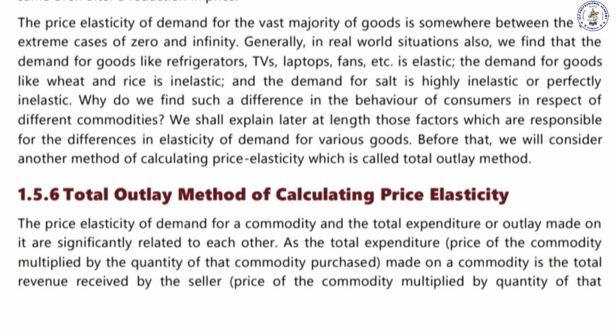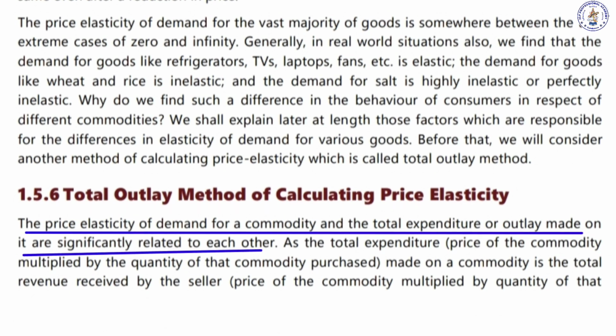We now move to the total outlay method of calculating price elasticity. The price elasticity of demand for a commodity and the total expenditure or outlay made on it are very much related to each other. That is, the demand for the commodity and the price elasticity of its demand, when compared with the expenditure on the product or the outlay made for the product, are closely related.